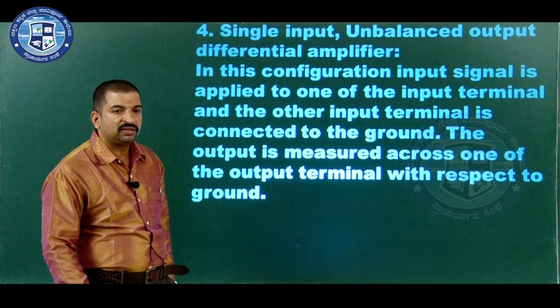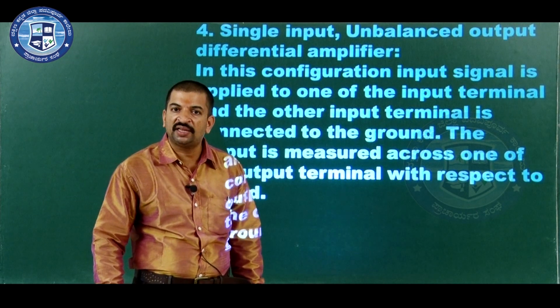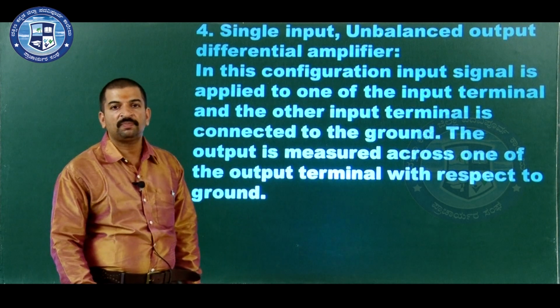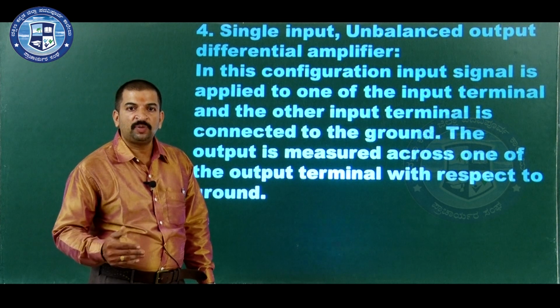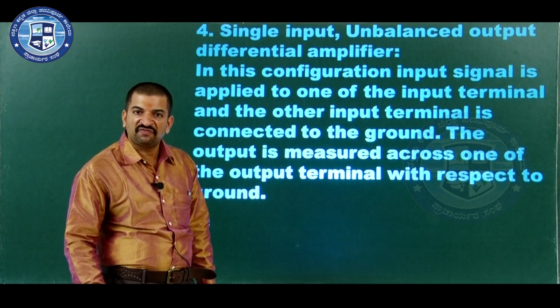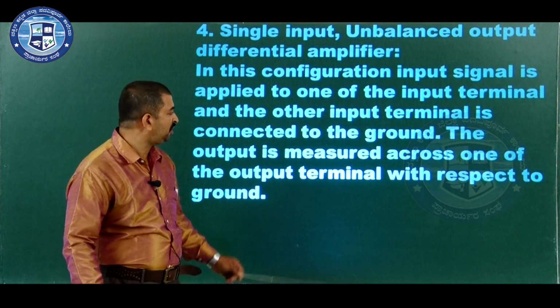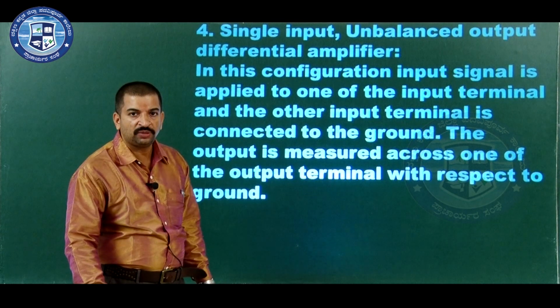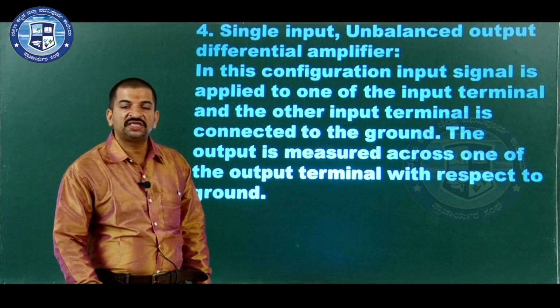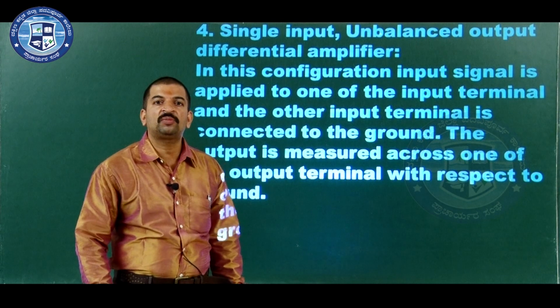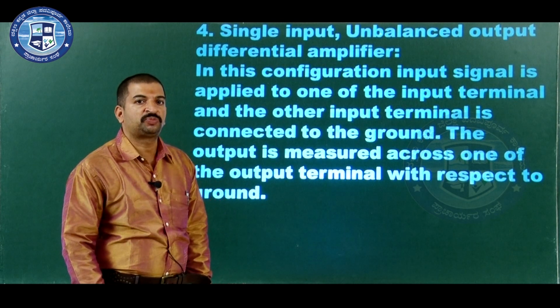The next is the single input unbalanced output differential amplifier. Here the input signal is applied to one of the input terminals, the other input terminal is connected to the ground. The output signal is measured across the collector terminal of one of the transistors with respect to ground.